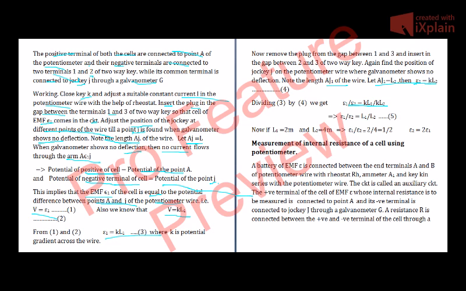Now when we divide equation 3 by equation 4, we get E1 by E2 is equal to KL1 by KL2, and K and K will cancel, so that E1 by E2 is equal to L1 by L2. Now see here, if L1 is equal to 2 meter and L2 is equal to 4 meter, then E1 by E2 will be equal to 1 by 2, or E2 will be equal to 2 E1. What does it mean? It means that the electromotive force of cell 2 is twice that of cell 1. So this is called the comparison of the two cells.